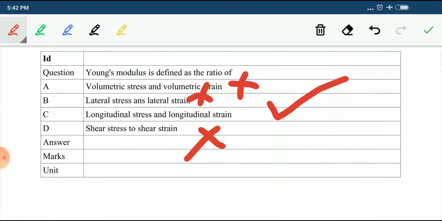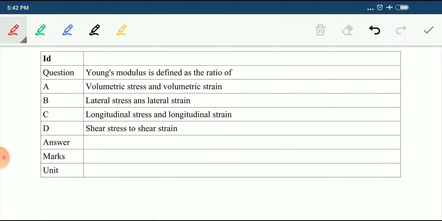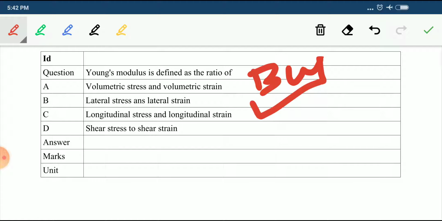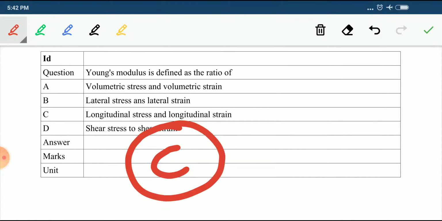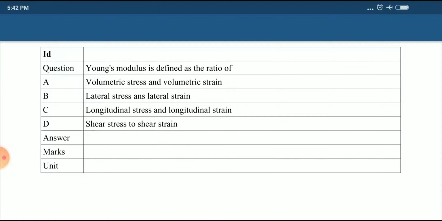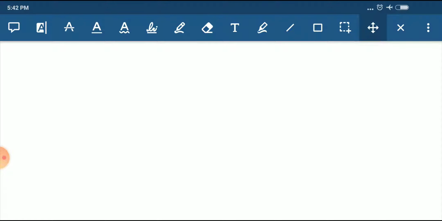What do you mean by Young's modulus? Young's modulus means longitudinal stress by longitudinal strain. Already you know volumetric stress by volumetric strain is bulk modulus. Shear stress by shear strain is modulus of rigidity. So for this question, C is the correct answer, that is longitudinal stress by longitudinal strain. Next.